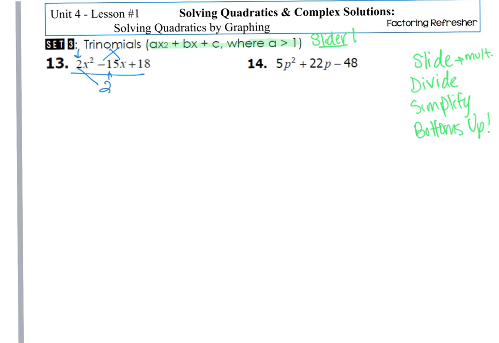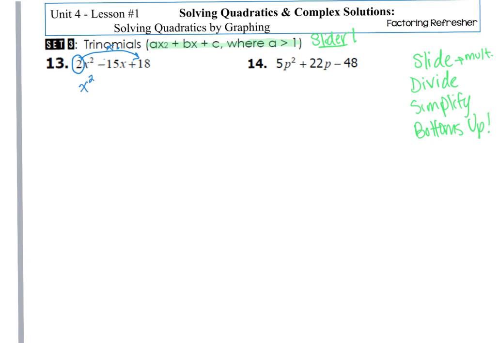We have to do something else to get rid of that 2. Otherwise, we can't factor. So this is what we're going to do: slide. That's your first step. What we're going to do is take the number in front of your squared value, that first term, and we're going to slide and multiply it to the C value, the last value. So slide means to multiply. When I slide it over, I'm taking it away from the squared term.